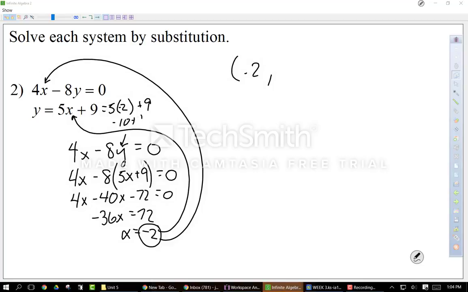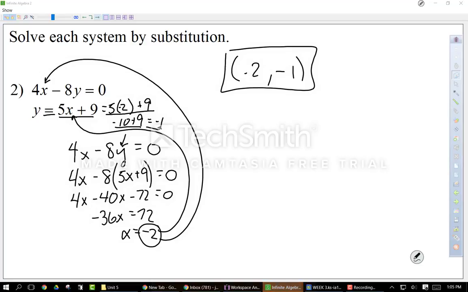Negative 10 plus 9 is negative 1. So y equals this, which equaled that when I plugged in negative 2, multiplied, combined like terms, negative 1. That is the point at which these two equations touch each other on the coordinate plane. Therefore, that is the answer to this system.